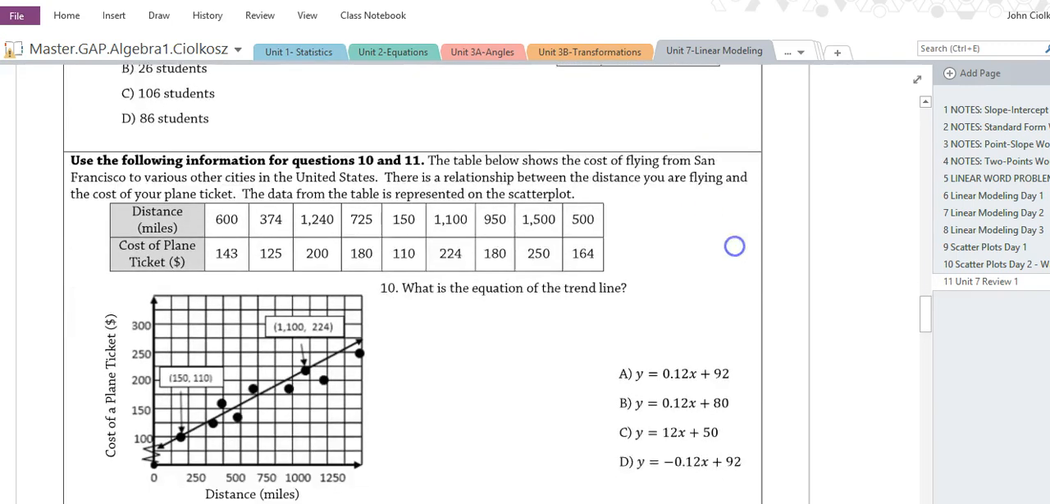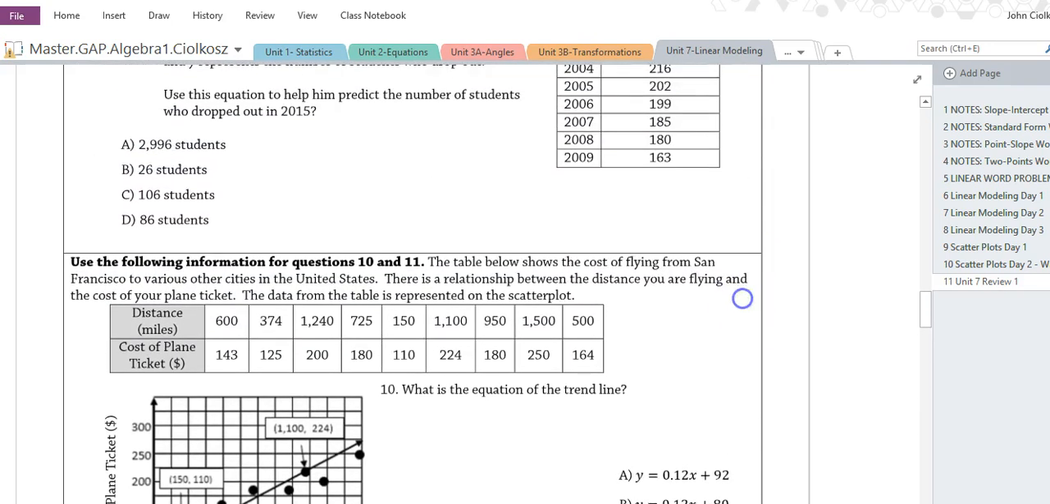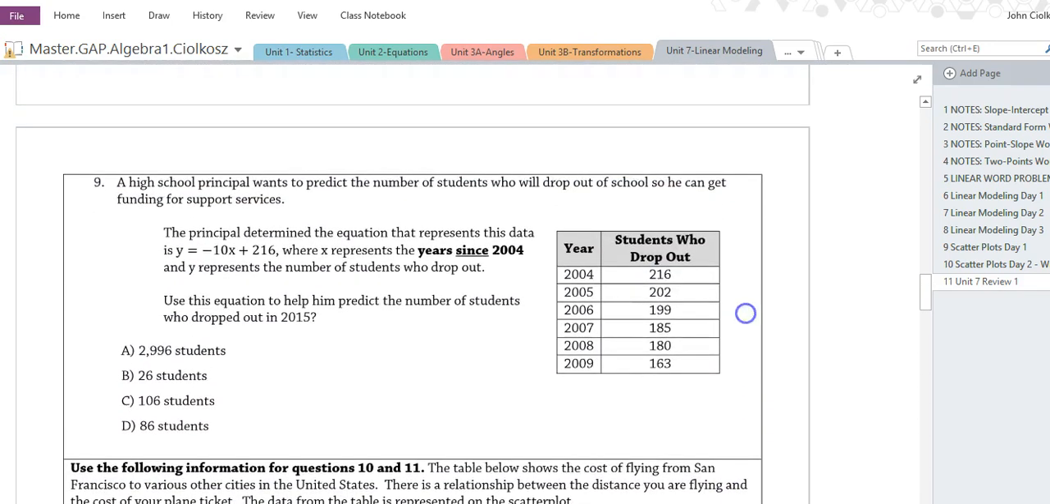Here, we'll take a look at, that one we should be good. We'll take a look at 9. A high school principal wants to predict the number of students who will drop out of school. So he's got an equation. The key idea is years since 2004. So the first thing we're going to do, just like earlier, is rewrite these years. So that's the number of students, but the years since 2004 means 2004 x's are 0. Now, we're looking at 2015.